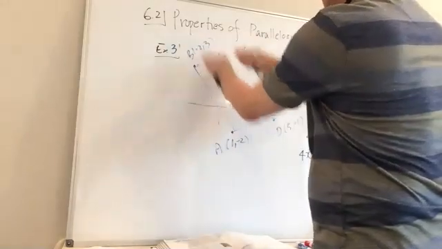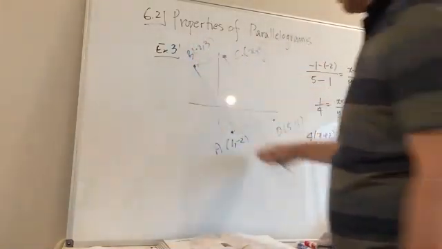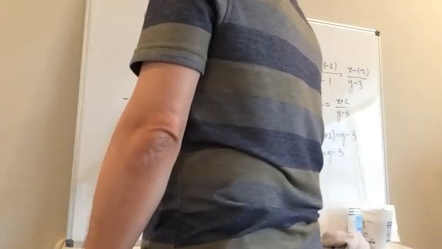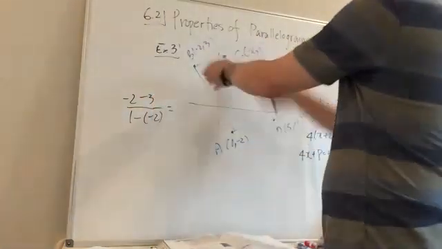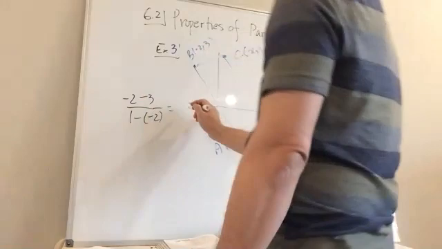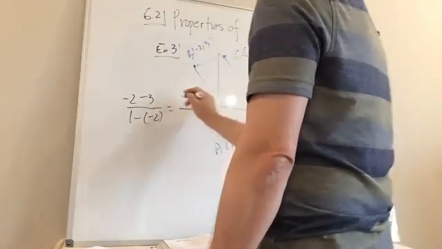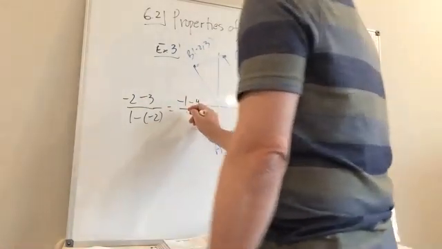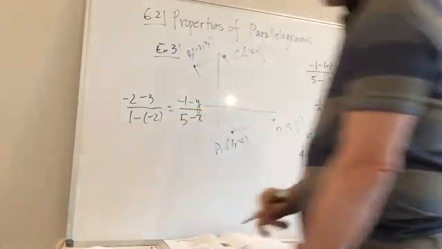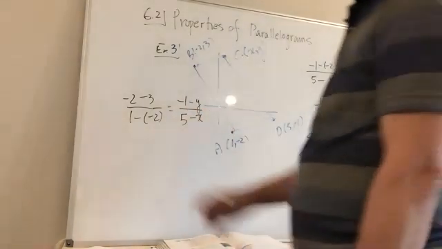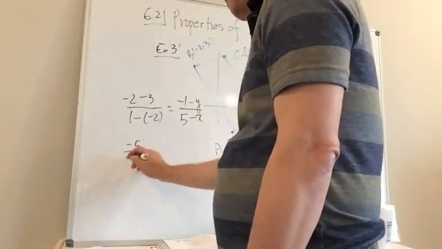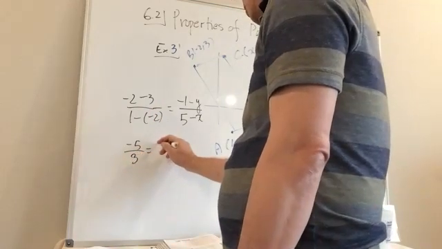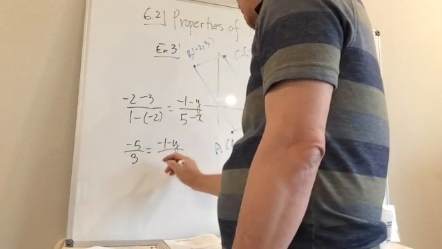Now let's go and compare these two. So the slope here is going to be -2 minus 3 over 1 minus -2. So that slope has to be the same as this slope. So it's going to be -1 minus y over 5 minus x. This would be -5, this would be 3. This will go to -y minus 1 over 5 minus x.